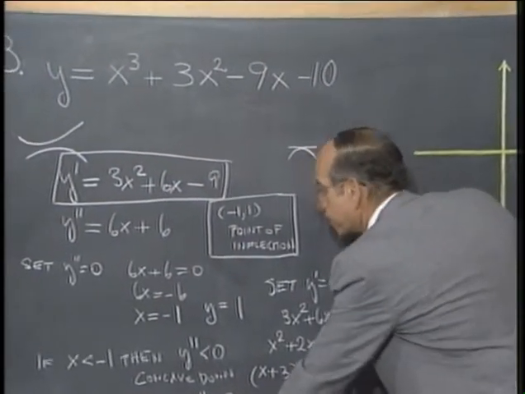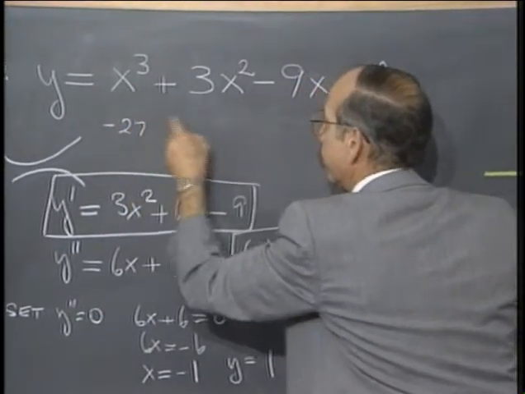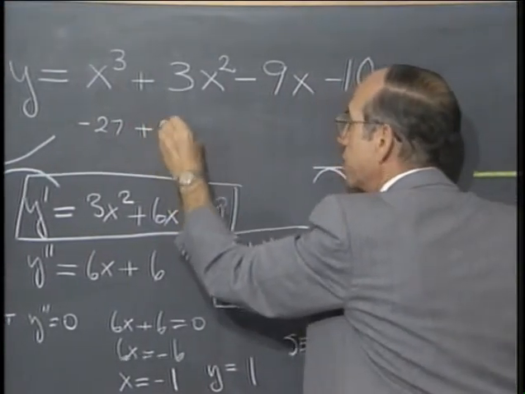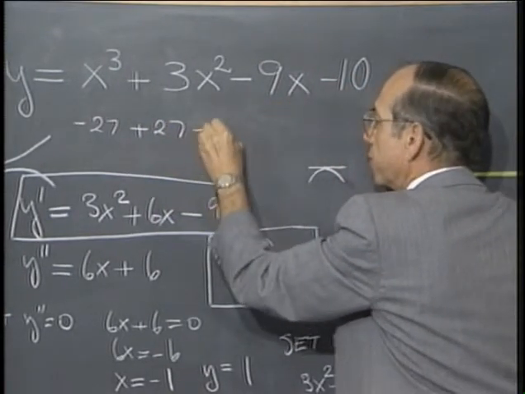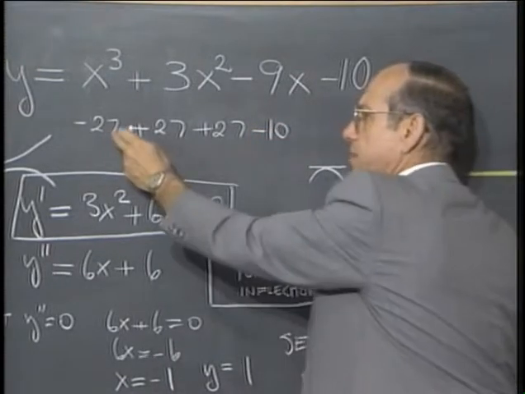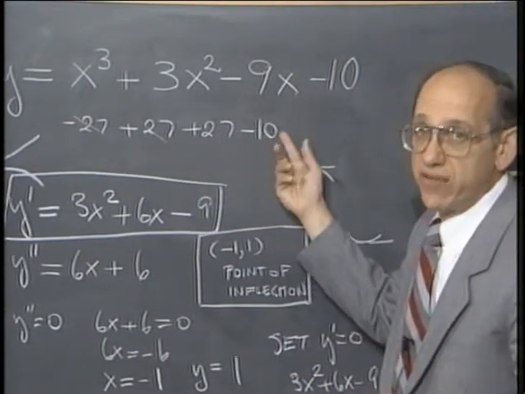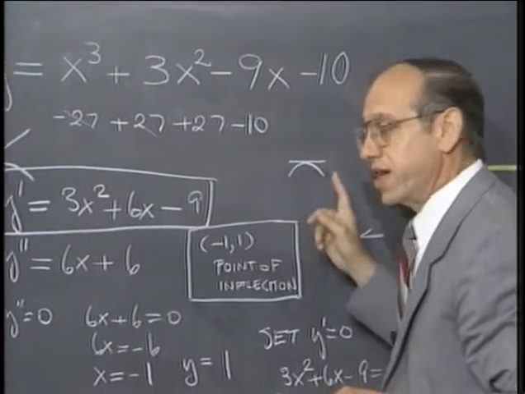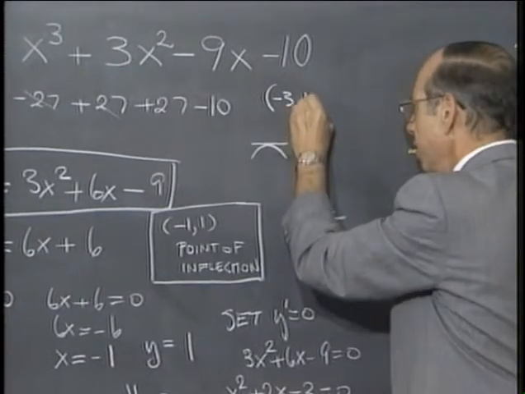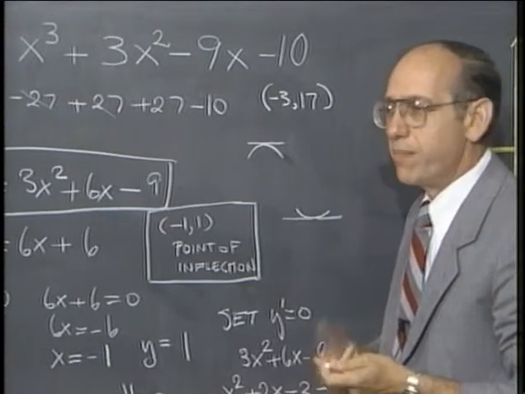At x equal minus 3, we have y equals minus 3 cubed is minus 27, plus 3 times minus 3 squared. Minus 3 squared is 9. 3 times 9 is 27. Minus 9 times minus 3 is plus 27, minus 10. And that adds up to what? Let's see. Minus 27 plus 27, that drops out. So I have 27 minus 10 is 17. So let's see. What did I say? That's x equal minus 3. Y equals 17. Minus 3, 17, and we had decided that that's going to be a relative max.